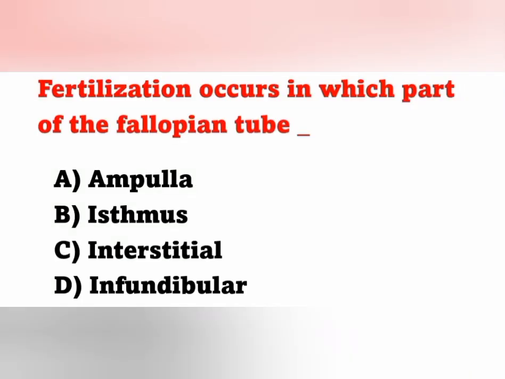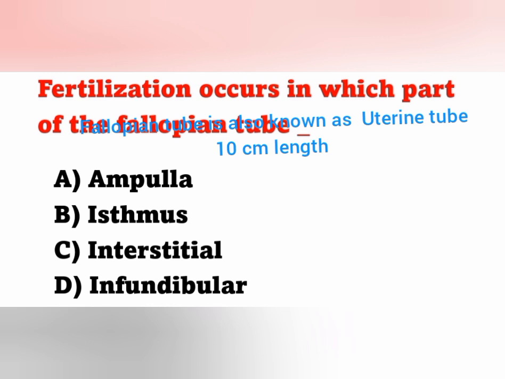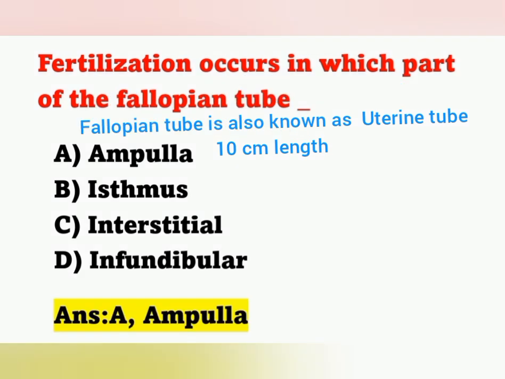And the next question. Fertilization occurs in which part of the fallopian tube? Options: option A ampulla, option B isthmus, option C interstitial part, option D infundibular part. Question is, in which part of the fallopian tube does fertilization occur? Fertilization is the process of fusion of spermatozoa with mature ovum. It takes place in the ampulla of the fallopian tube. Option A is the correct answer.